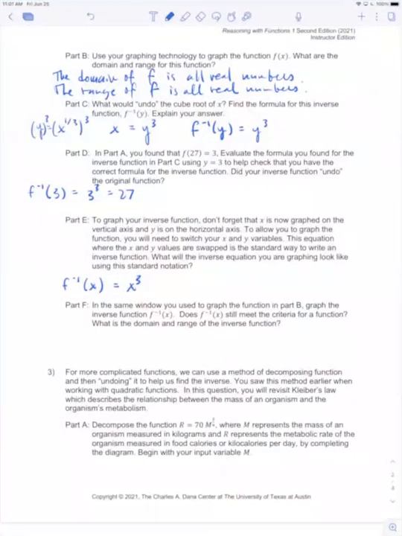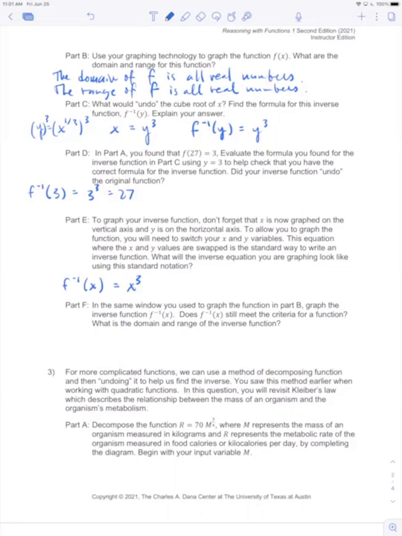Part 3. For more complicated functions, we can use a method of decomposing a function and then undoing it to help us find the inverse. You saw this method earlier when working with quadratic functions. In this question, you will revisit Kleiber's law, which describes the relationship between the mass of an organism and the organism's metabolism. Part A, decompose the function R is equal to 70m to the 3/4 power, where m represents the mass of an organism measured in kilograms, and R represents the metabolic rate of the organism measured in food calories or kilocalories per day. By completing the diagram, begin with your input variable m.